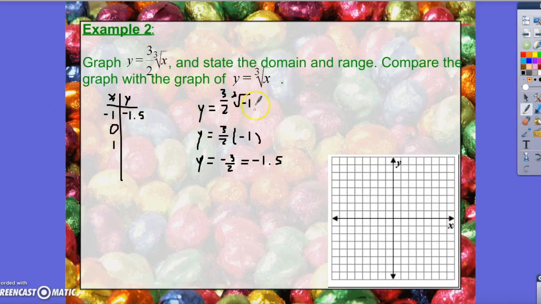If I plug in a 0, cube root of 0 is 0. 0 times 3 halves is just 0. Plug in 1, cube root of 1 is 1. 1 times 3 halves is 3 halves, or 1.5. So plot your points and estimate.